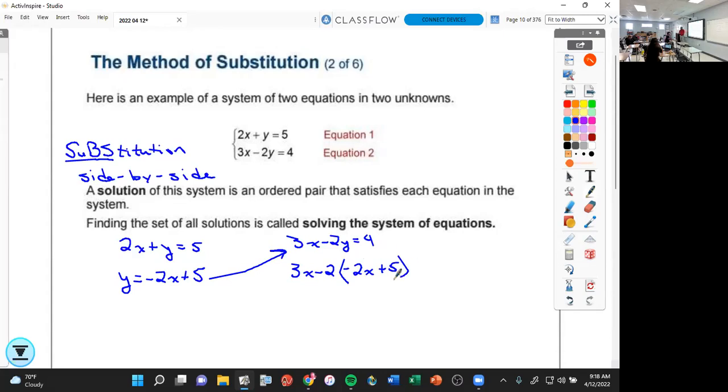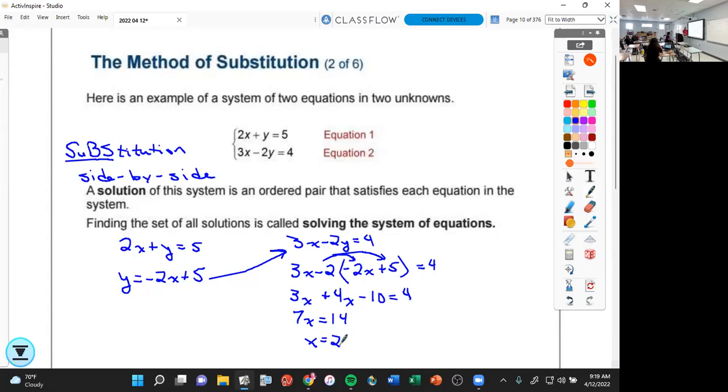Is this coming back to you? Memory's coming back? Okay, equals 4. Now let's work with this guy for a while. Distributing the -2, I have 3x, -2 times -2x plus 4x, -2 times 5 minus 10 equals 4. I will combine the x's on the left side and add 10 to both sides. Y'all okay with me doing that in one step? 7x equals 14, x equals 2.